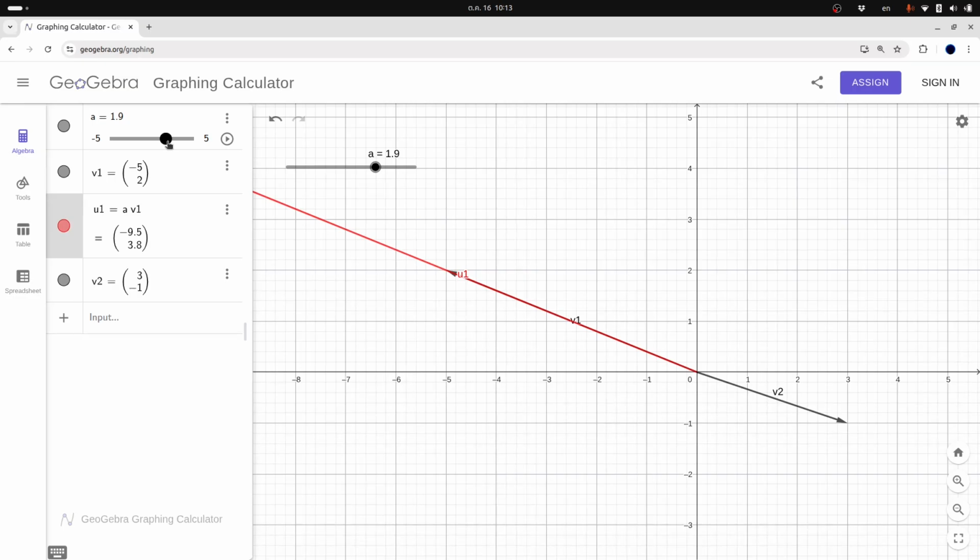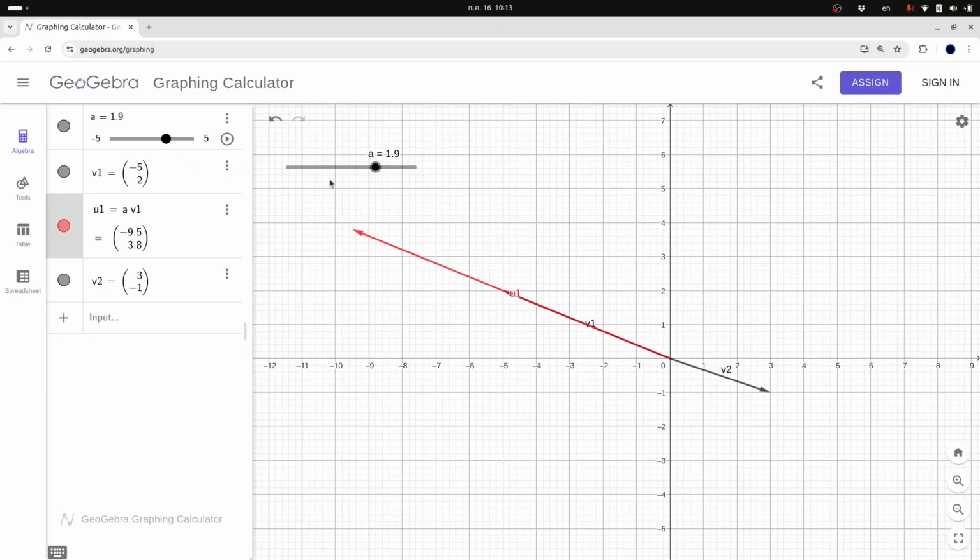Now a is 1.9, so it goes really out of this window now. If I change the value of a, you can see that when a is negative, it goes backwards. When a is positive, it goes that way. So this is like scaling of vectors. You do scalar multiplication and then you scale it.